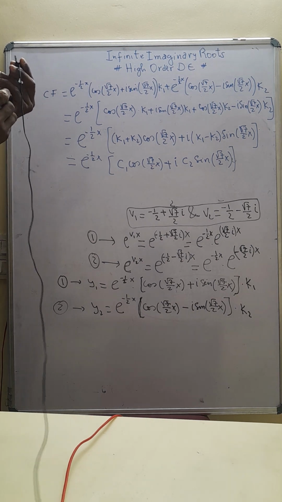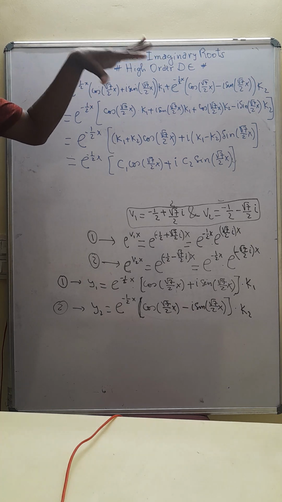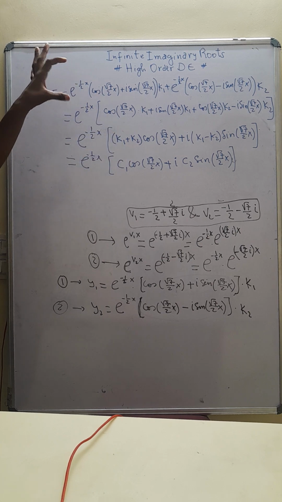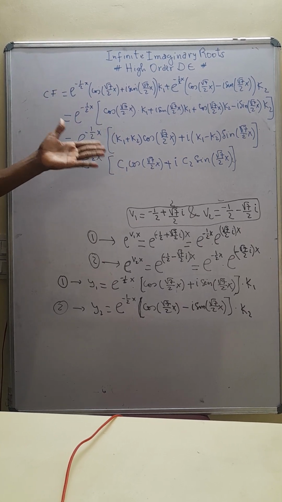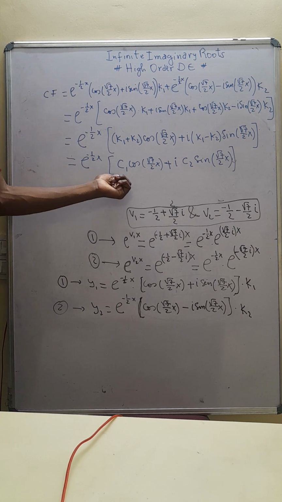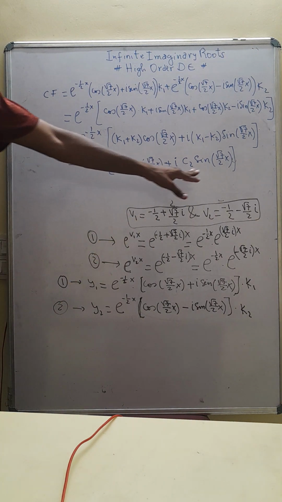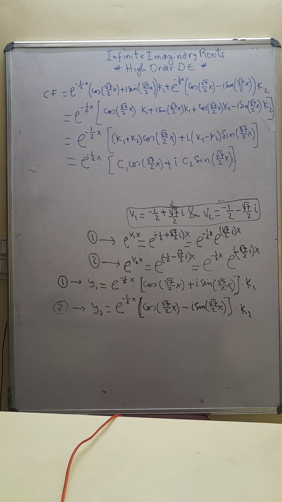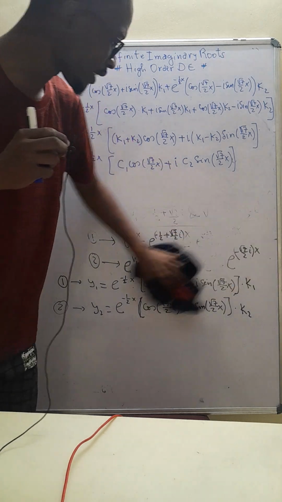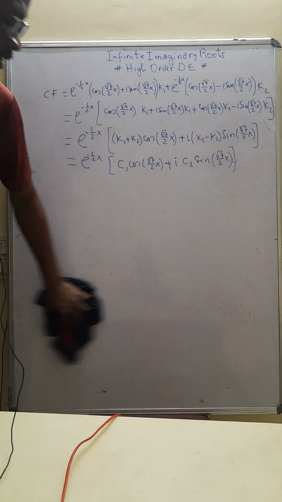So when we have imaginary roots, this will be our expression for a second order equation of higher degree. We will end up with only two solutions, and these two are the solutions. Now, what is the general way to write down the solution when we have imaginary numbers?